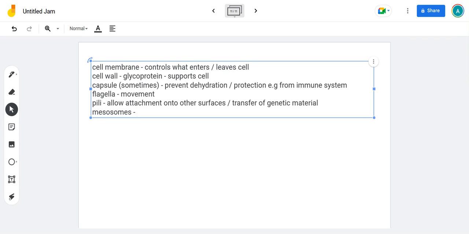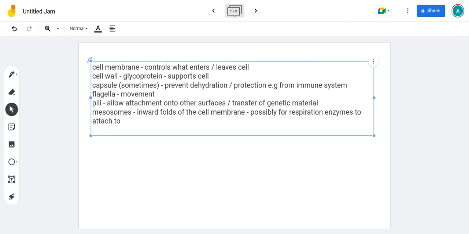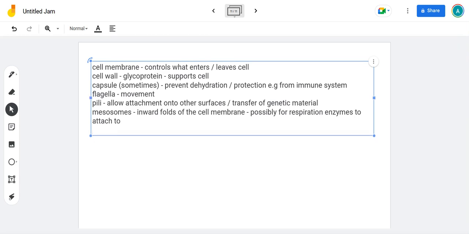So mesosomes, they're inward folds of the cell membrane. And I'll put possibly for respiration enzymes to attach to. So they would normally be attached to that folded membrane inside the mitochondria. So perhaps these are just providing a surface for those.